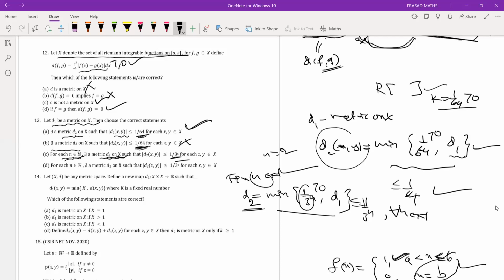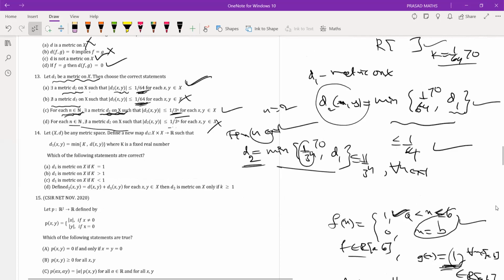So this is always a metric. Is it clear? Yes. So fourth option, look at the fourth option. For each n, there does not exist a metric d2 which is bounded by 1/3 power n. Not right, right? Is it right? No. So A, C are right. D is false.